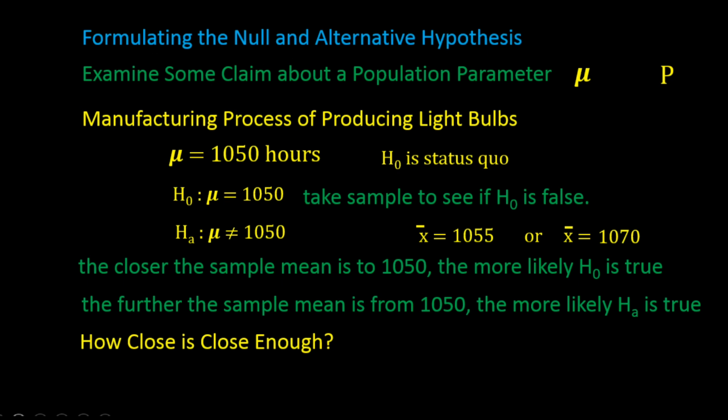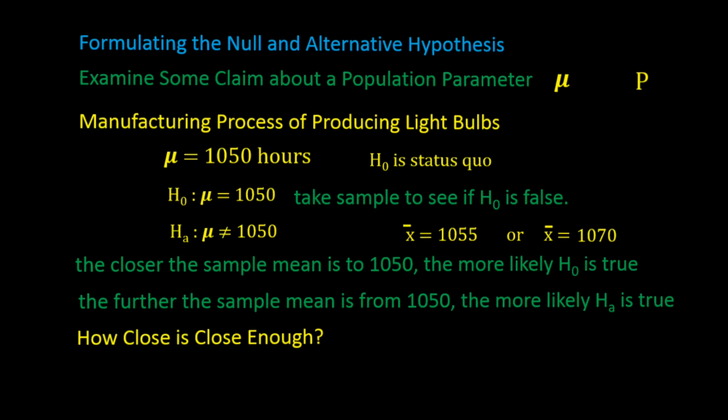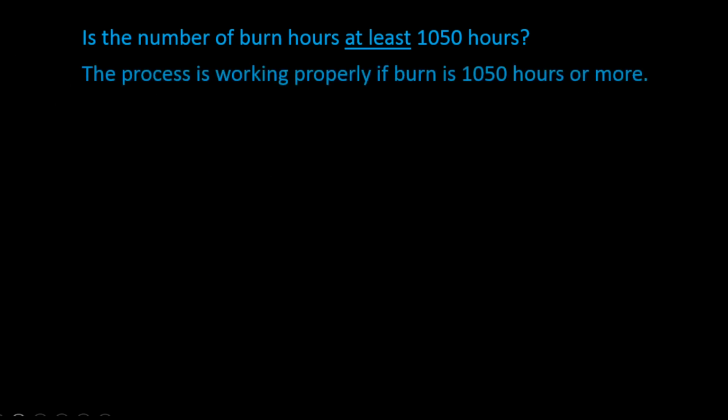Let's say that instead of wanting to know if the mean number of burn hours is equal to 1050, we want to know if the mean number of hours is at least 1050 hours. It stands to reason that the process is working fine if the light bulbs burn at least 1050 hours. That means 1050 hours or more. We don't have a problem if the bulbs last longer than 1050 hours.